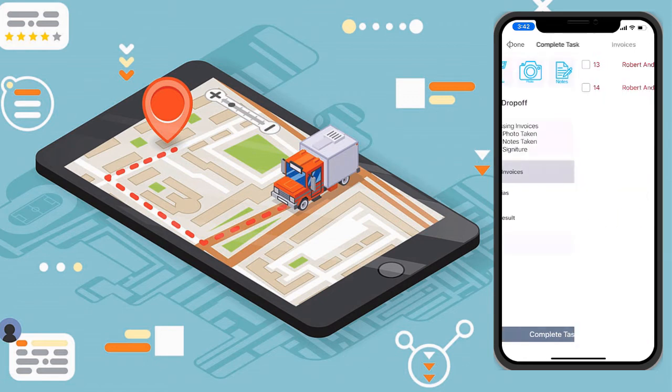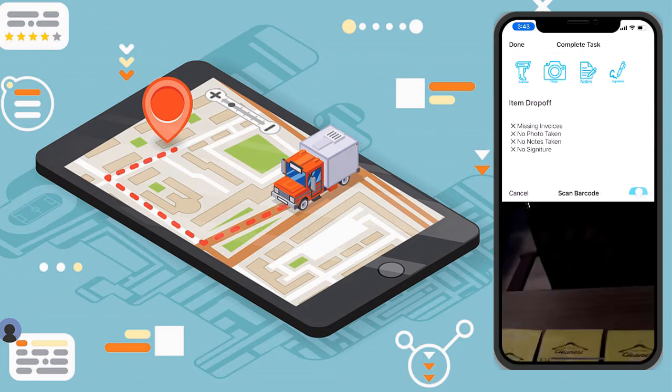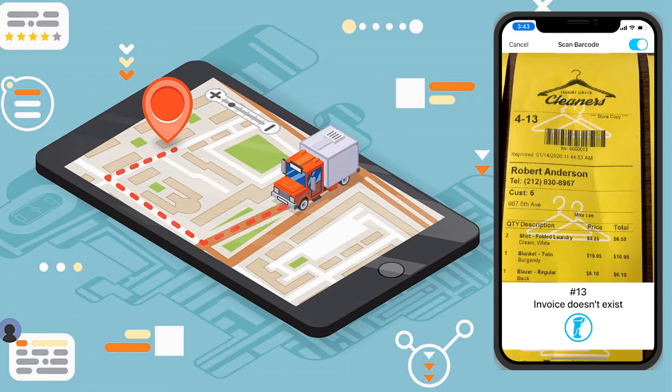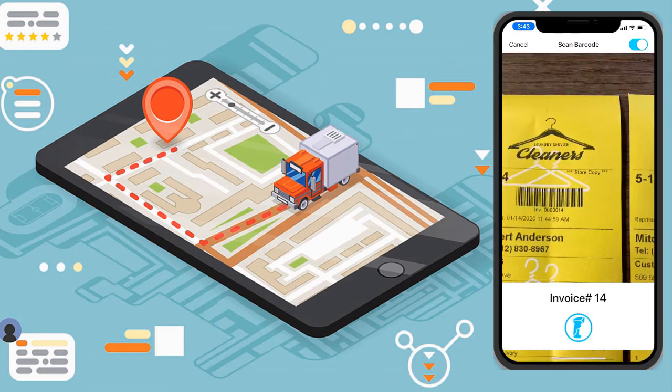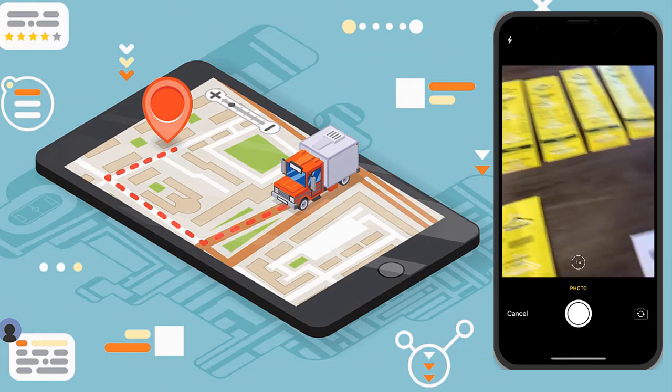Tap on the scanner icon to scan the laundry bag or invoices being dropped off. Tap the photo icon to capture image of the delivery. Use the notes icon to make any notes. If a signature is required, use the signature icon to capture the customer's signature as proof of delivery.